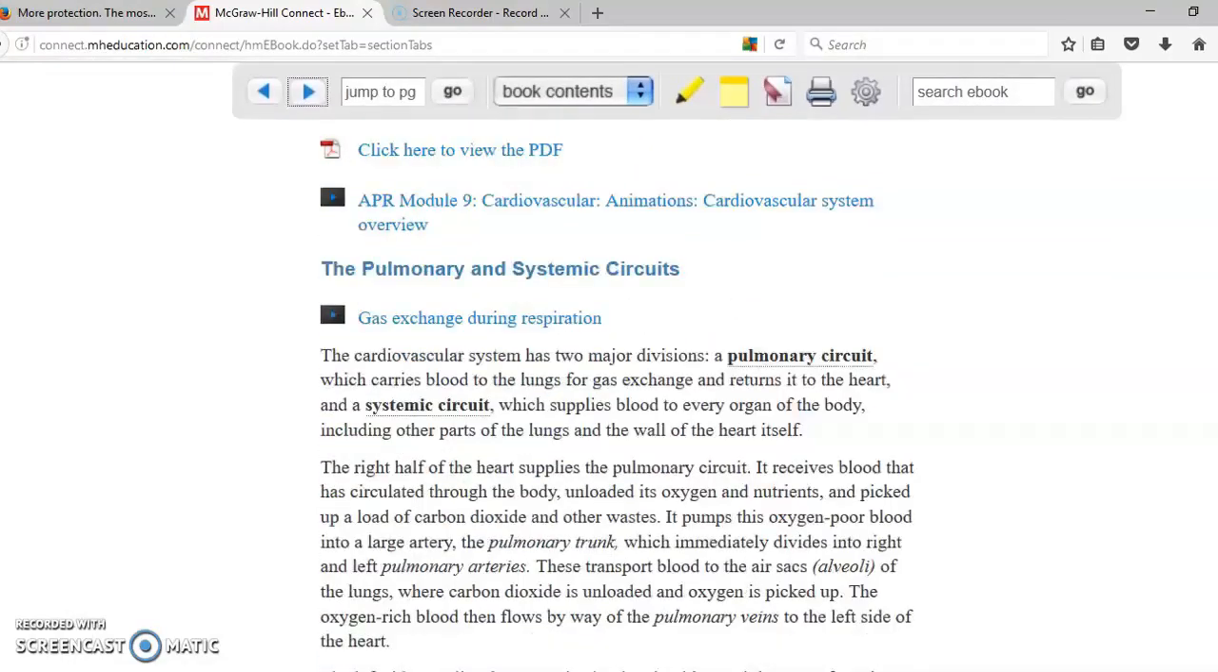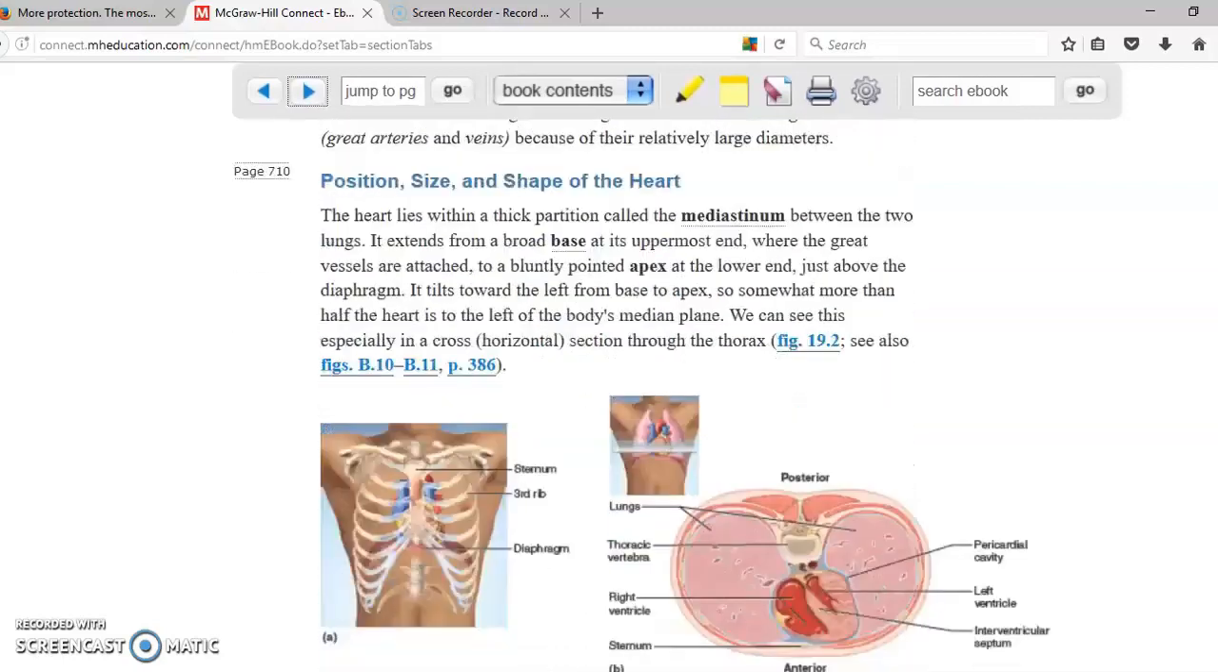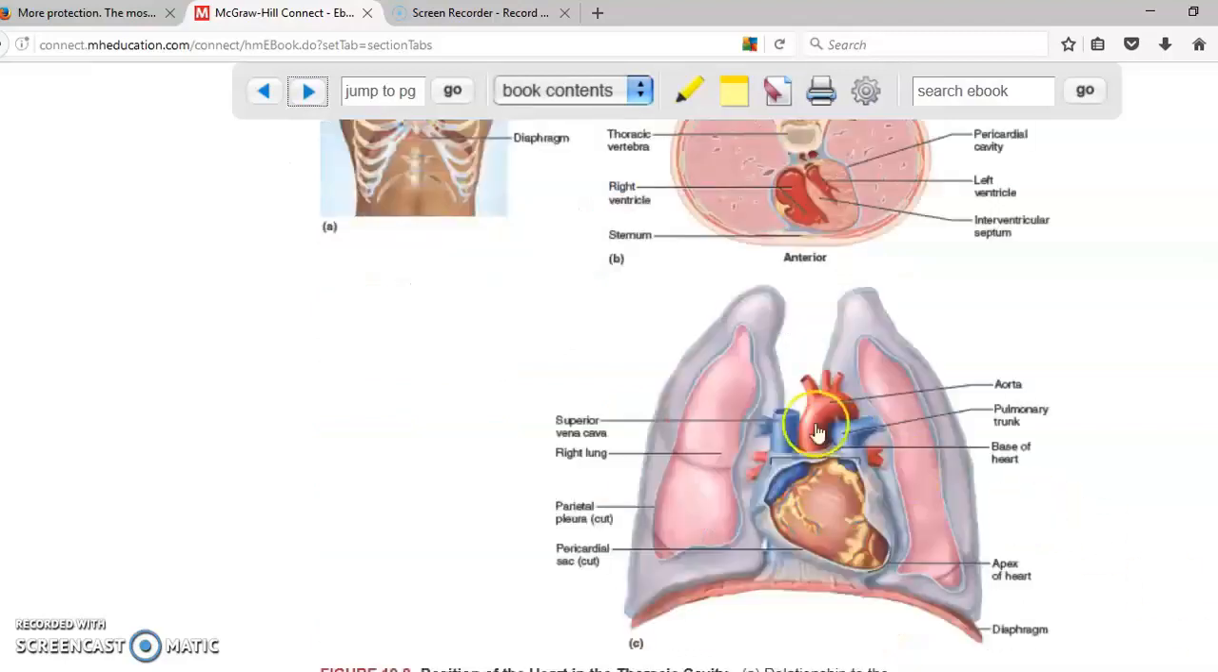Therefore, there are two different types of circulation. One of them is the pulmonary circulation, and the other one is the systemic circulation. The heart is located in the middle of the thoracic cavity in a space called the mediastinum. As you can see here, that's the space it occupies, and it's located in between the two lungs. Obviously in here as well, you see it's located more or less in the middle, in the mediastinum.